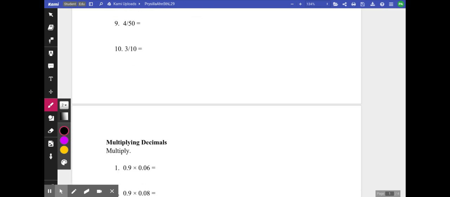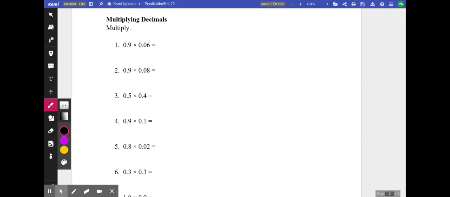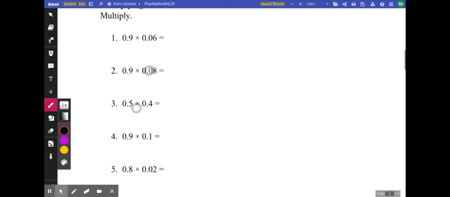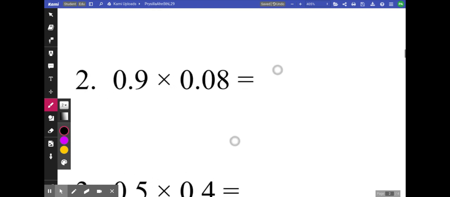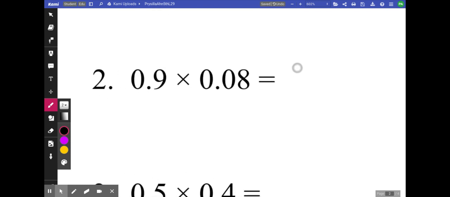Moving on. Multiplying decimals. This is one of the easiest operations you can probably do for decimals. So let's try one together. So number 2. First step, ignore the zeros and decimals and only focus on the whole numbers, and multiply them. So 9 times 8 equals 72.